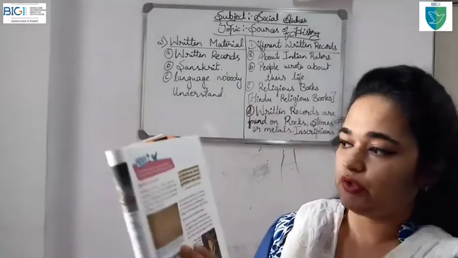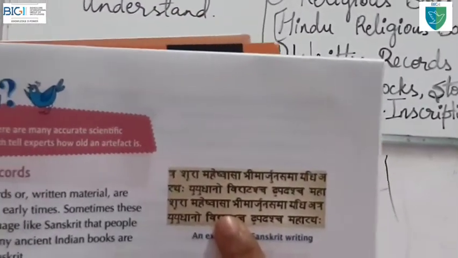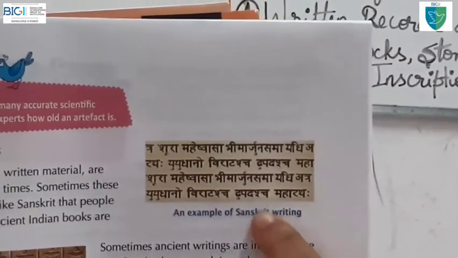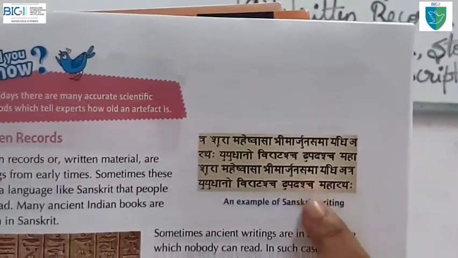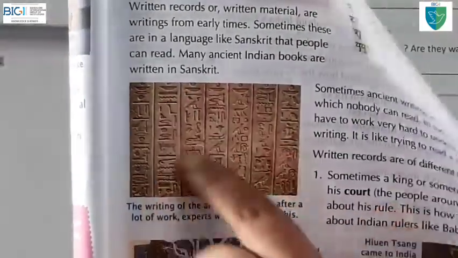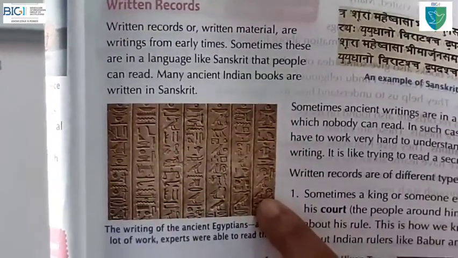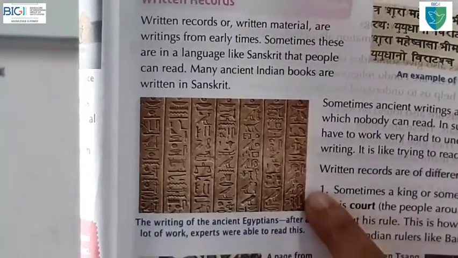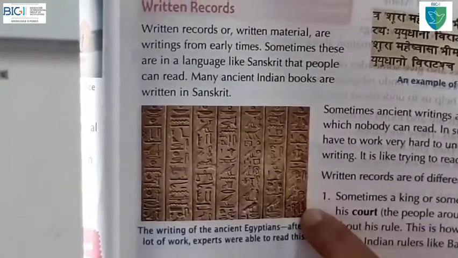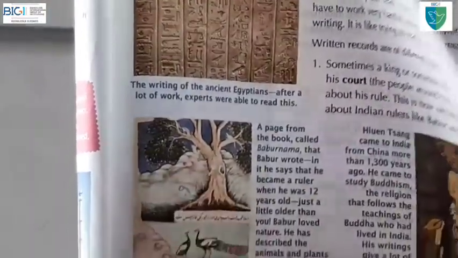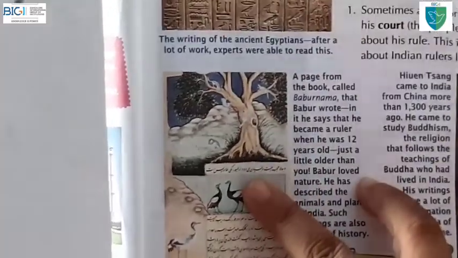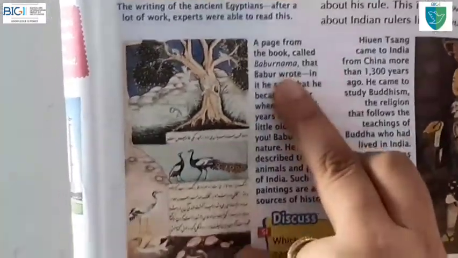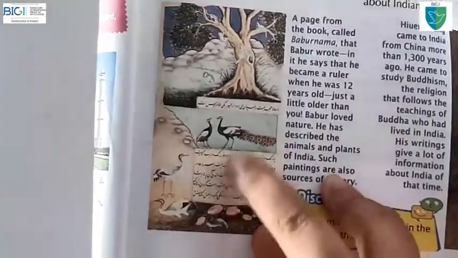Here you can see an example of Sanskrit writing. It is very similar to the Hindi language, but it is Sanskrit. Check this out. This is the writing of ancient Egyptians. After a lot of work, experts were able to read this. If you see this picture, you will not find any kind of language. It is actually pictures minted on it, like birds, some objects, plates, arrows and so on. Here in this picture, one of the Mughal emperors, Babur, the Babur Nama was written in the Urdu language. This is the Urdu language.